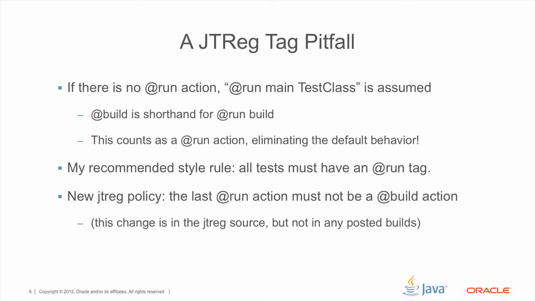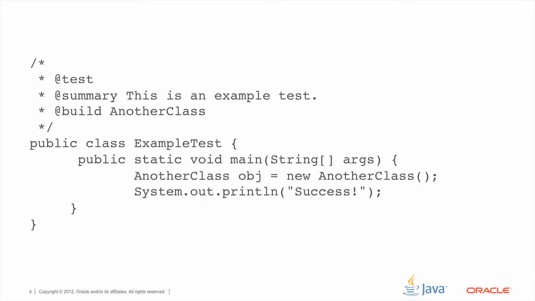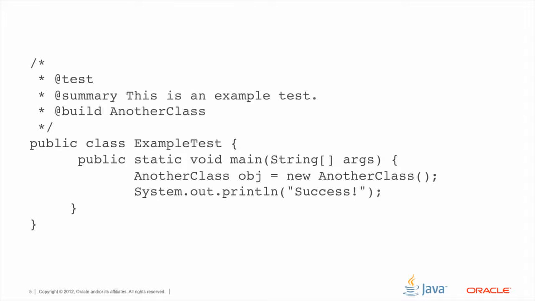So what happens? What JTREG does is it finds this test. It says @build another class, and so it goes and builds it. And since there are no more actions in the tag language, it simply does nothing. So really the problem with the test code, it does some compilation, but it does not actually run the test. And so that's a very surprising outcome for having added an @build tag.